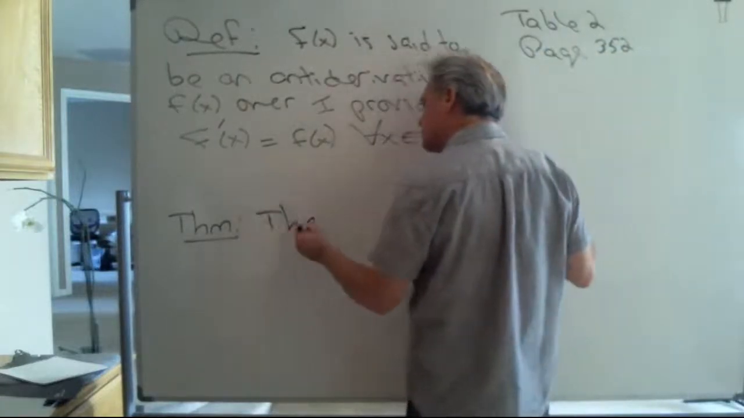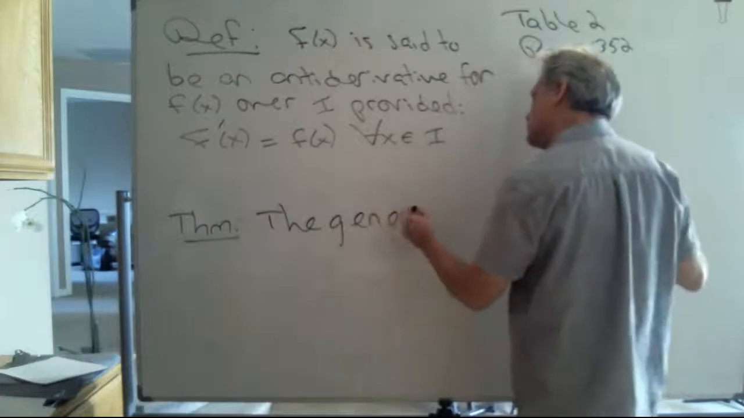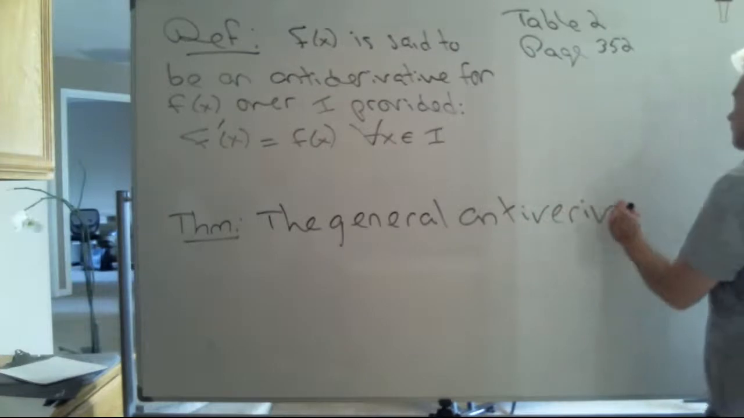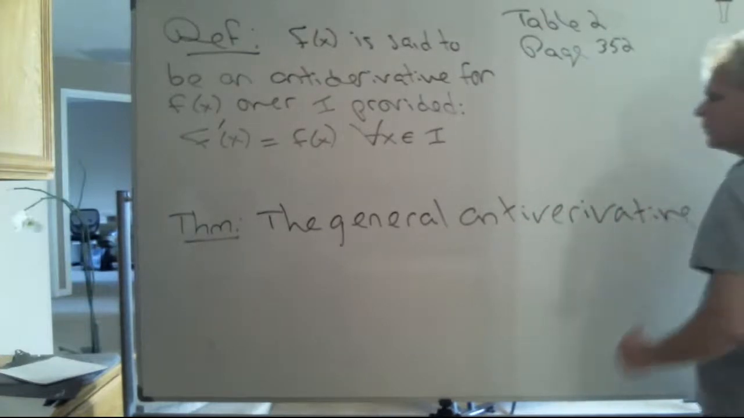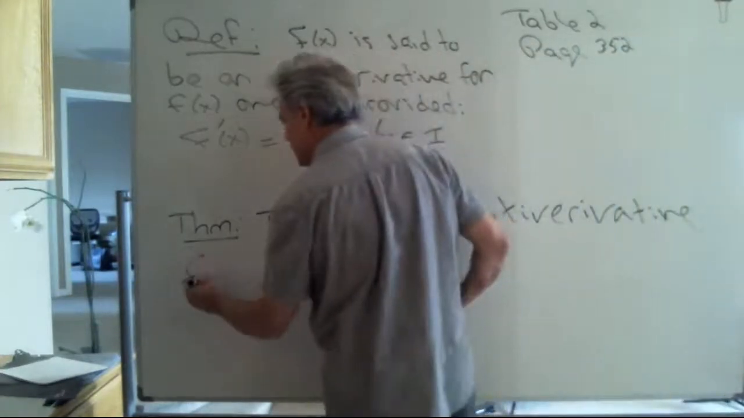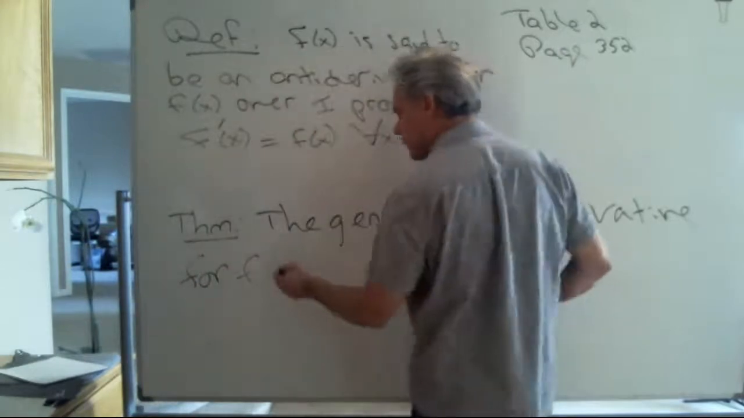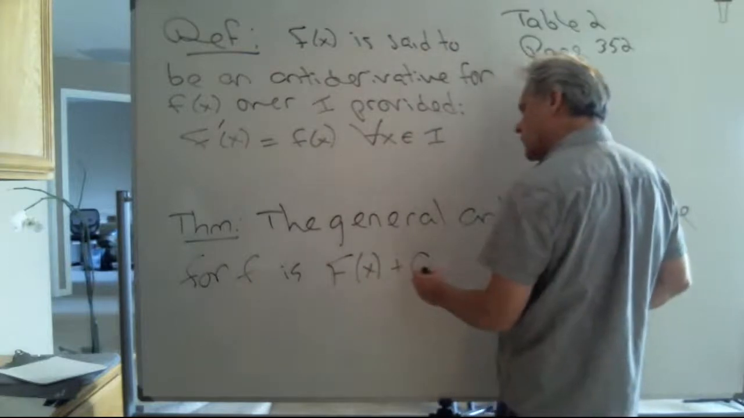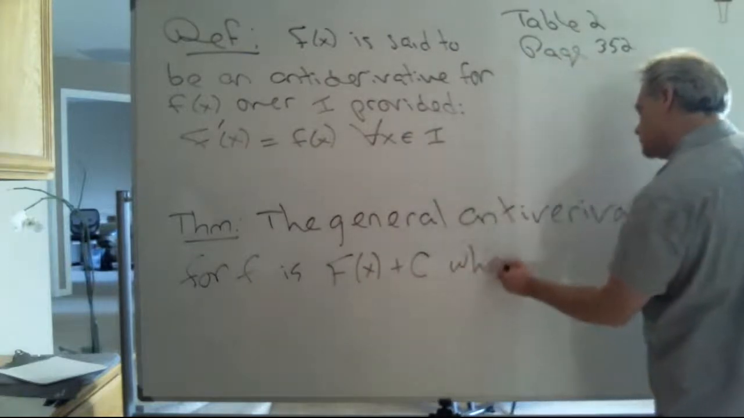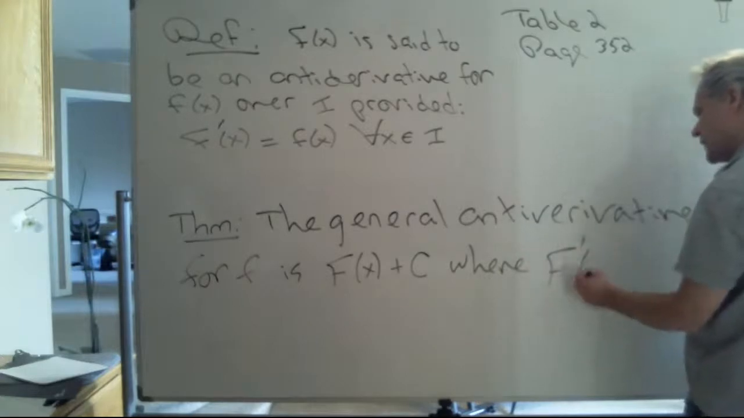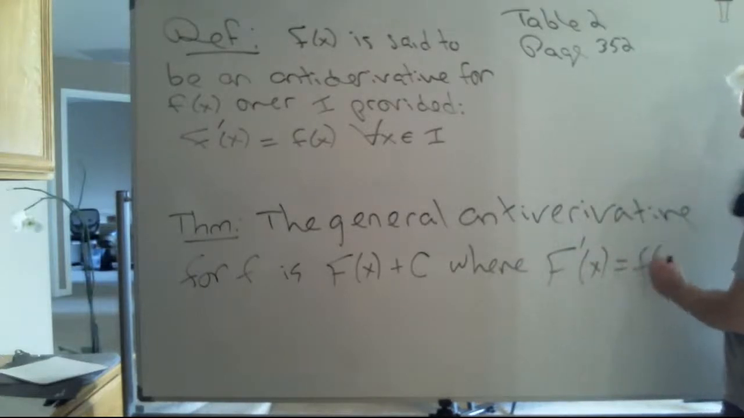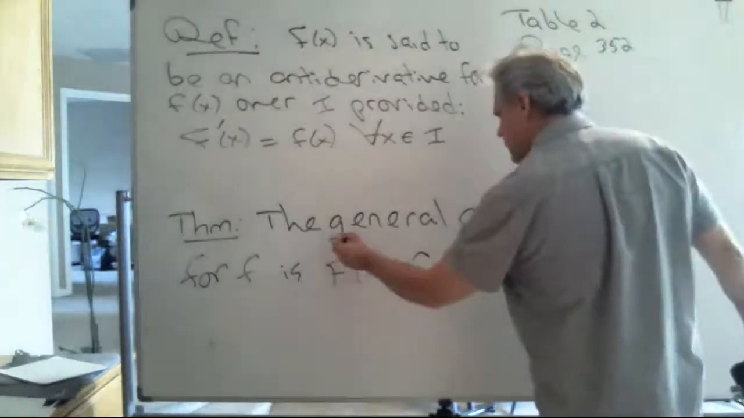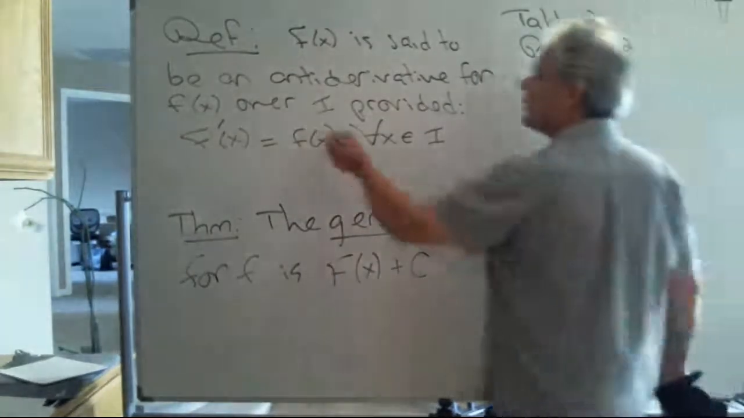The general antiderivative for a lowercase f over some interval I is uppercase F of x plus an arbitrary constant, where uppercase F is simply an antiderivative for lowercase f, and you can put it over some interval I if you like. Oh, I should be underlining what I'm starting to talk about right here and what I was defining here.